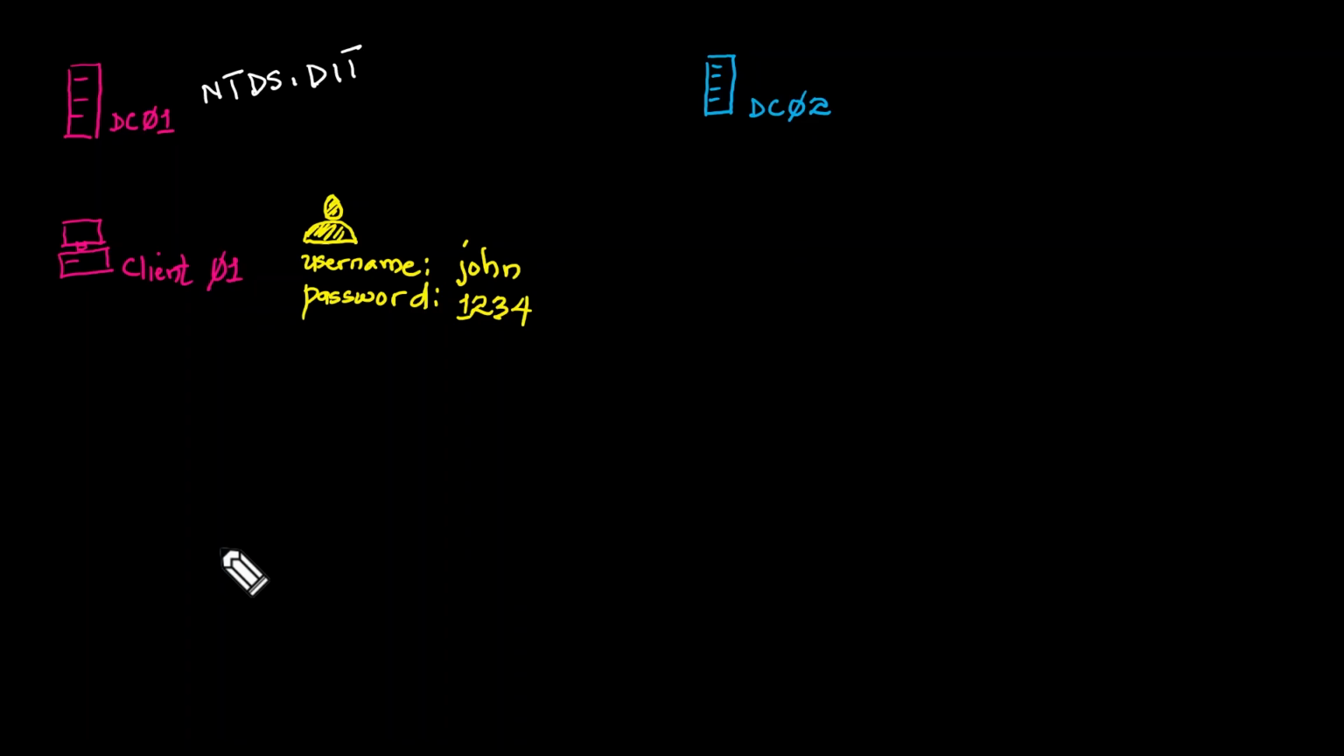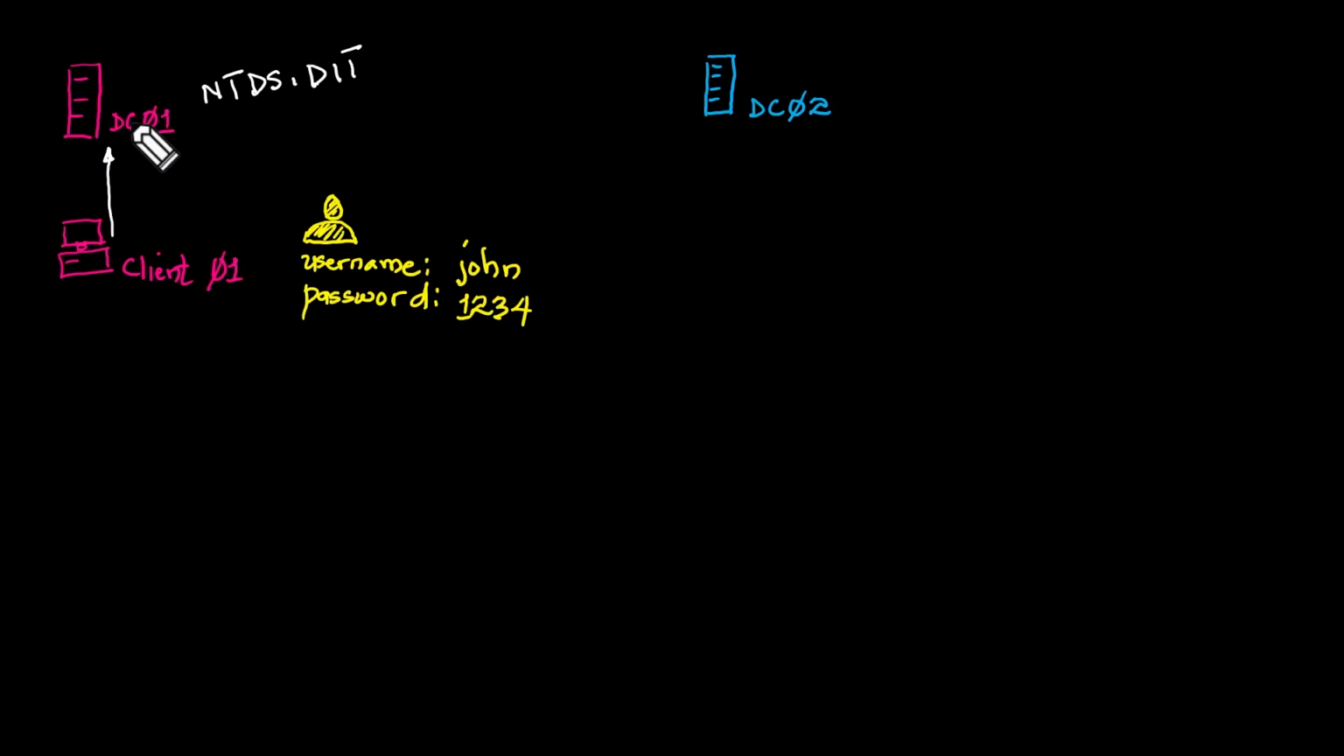So if this user comes to client 1 computer and tries to log in, if the user enters the username John and puts in the password 1234 and presses the enter key or clicks on the OK button, before this user logs in, what happens is this login information, that is the username and the password, is sent from the client computer to our domain controller.